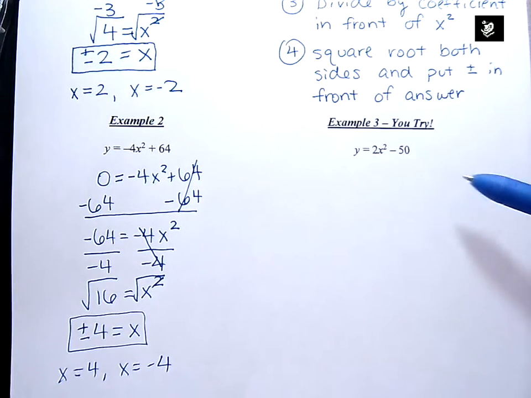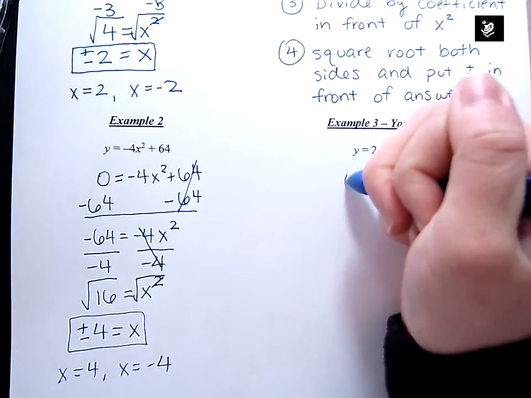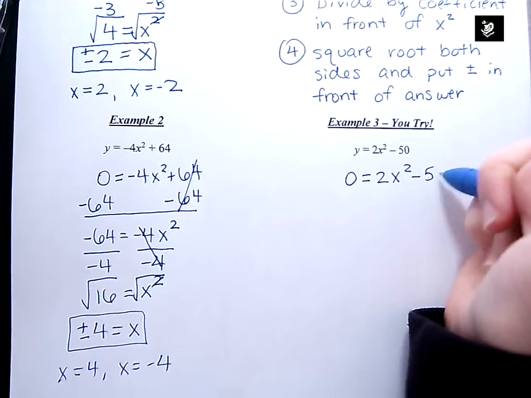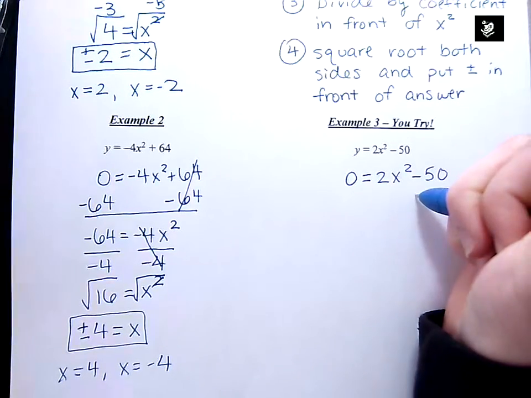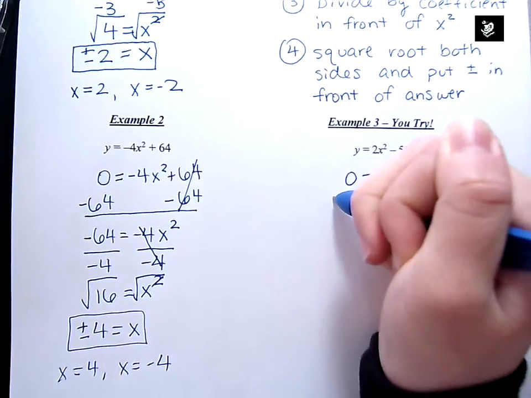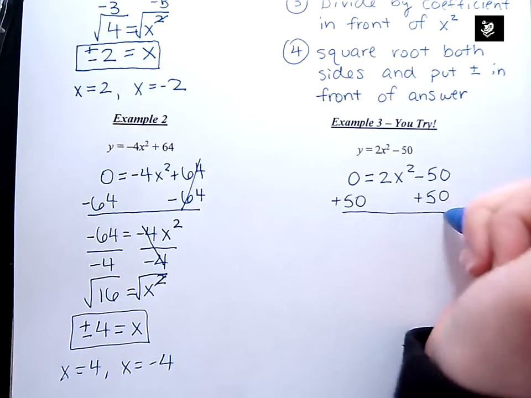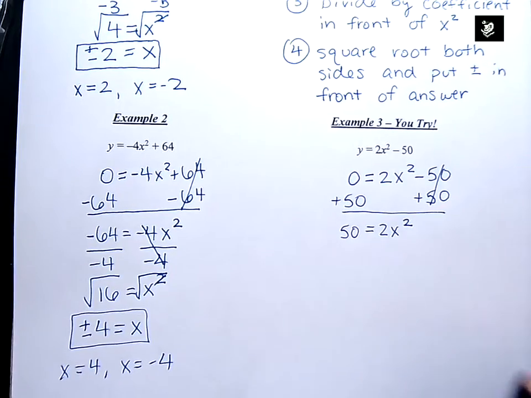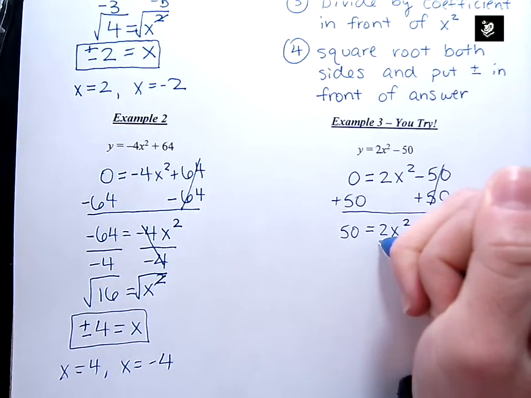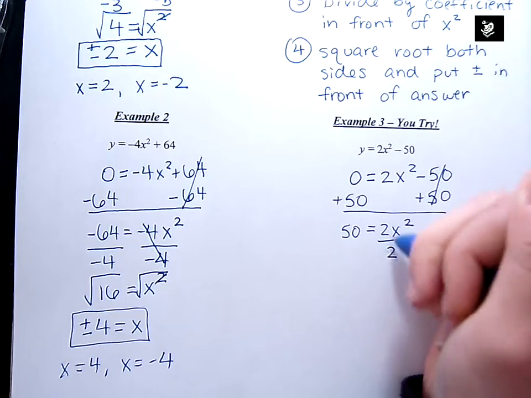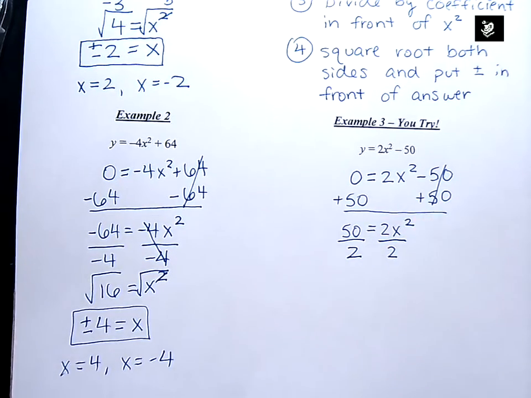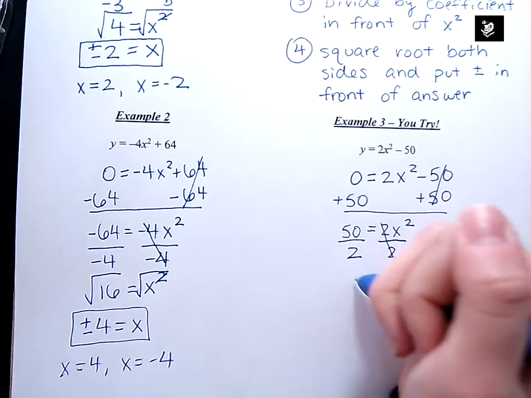So hopefully you got it right, but let's walk through it just to make sure if you did not. So we have to substitute 0 for y. Step 2, add or subtract the constant. So I'm going to add 50 to both sides. So 50 equals 2x squared. Divide by the coefficient in front of x squared, and sometimes there won't be a coefficient, so if there isn't, you just skip that step. Okay, so divide by 2 on both sides. 50 divided by 2 is 25.